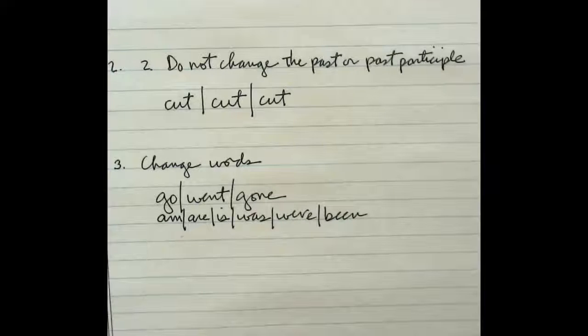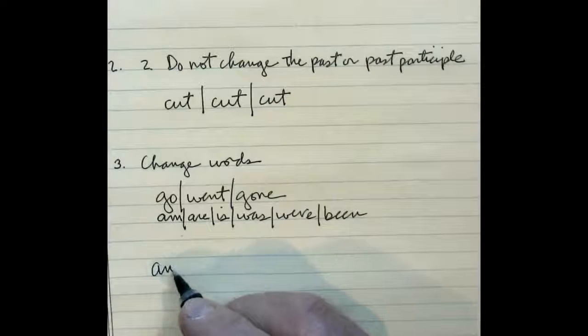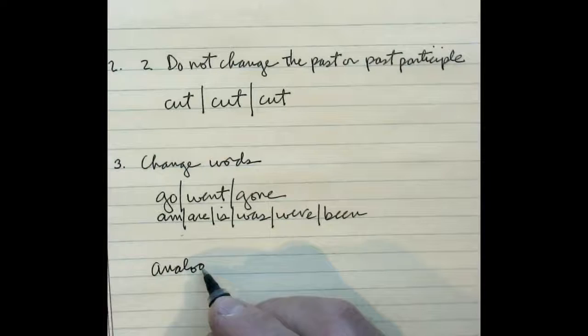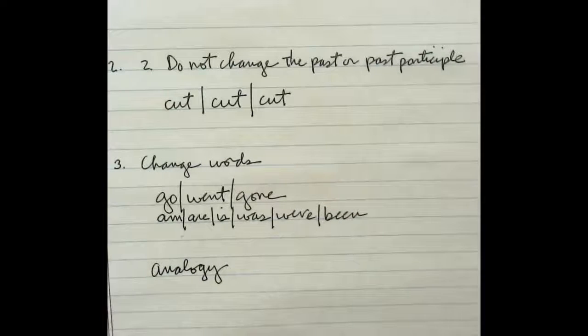Now, at one time in English, many verbs were irregular, but today that's changed, and the vast majority have become regular through a process called analogy. Verbs start to change so that they look like other verbs, and that's what's happened.